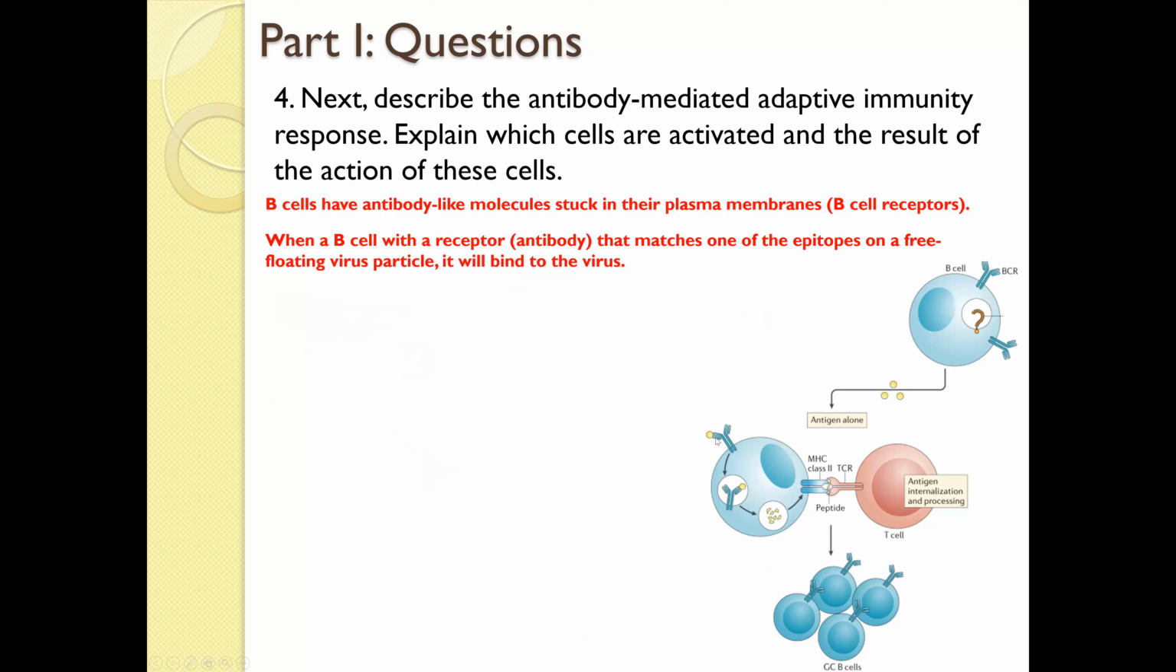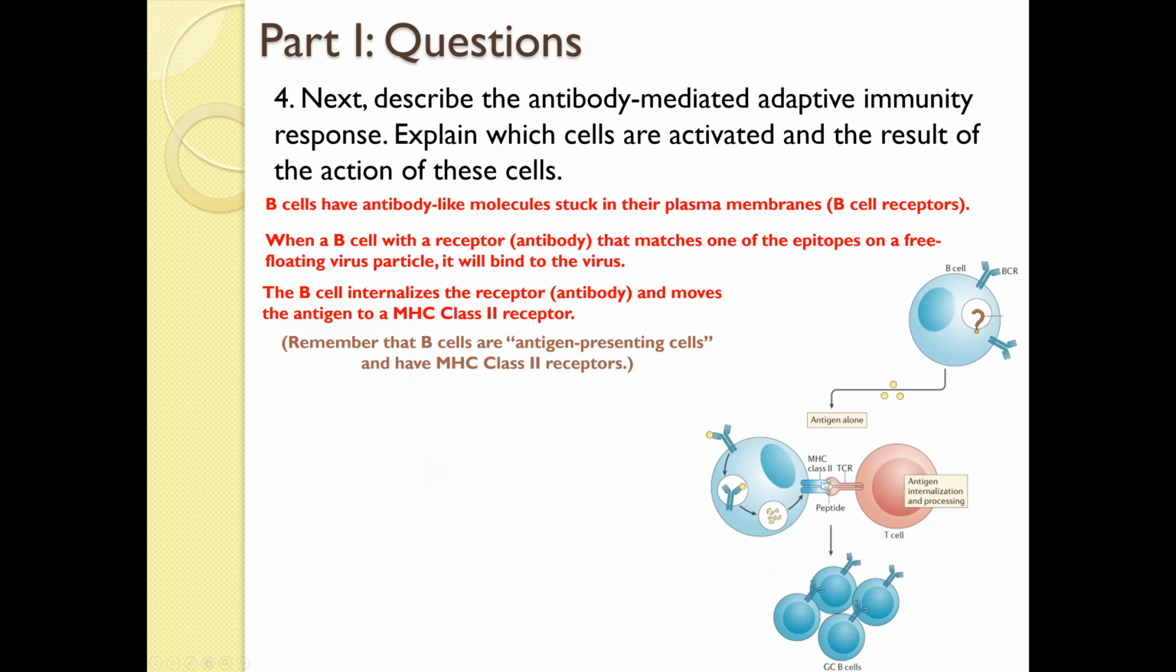And again, the B cell receptors are very specific for a specific type of antigen, just like the T cell receptors. So once bound to an antigen, the B cell will internalize this receptor that looks like an antibody, and it will move the antigen to an MHC class 2 receptor. So remember that B cells are also antigen-presenting cells and have MHC class 2 receptors.